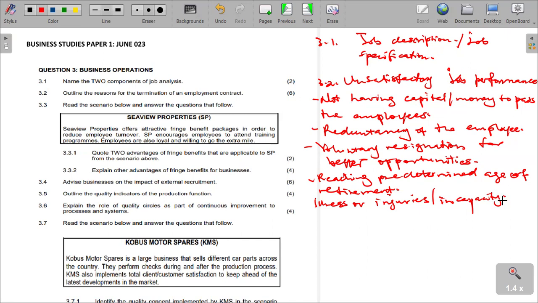It can be because of a mutual agreement between the employee and employer.